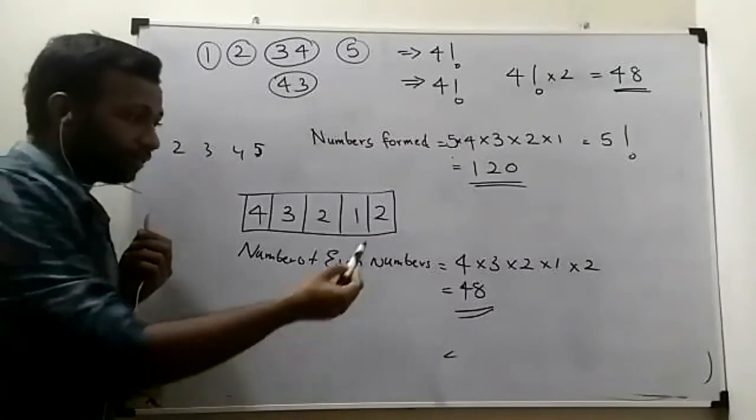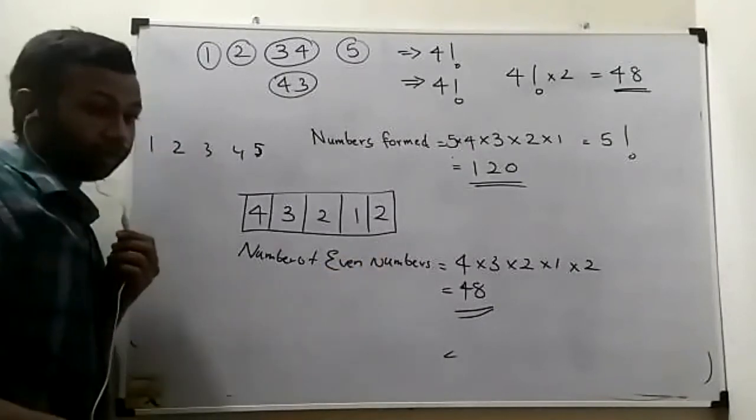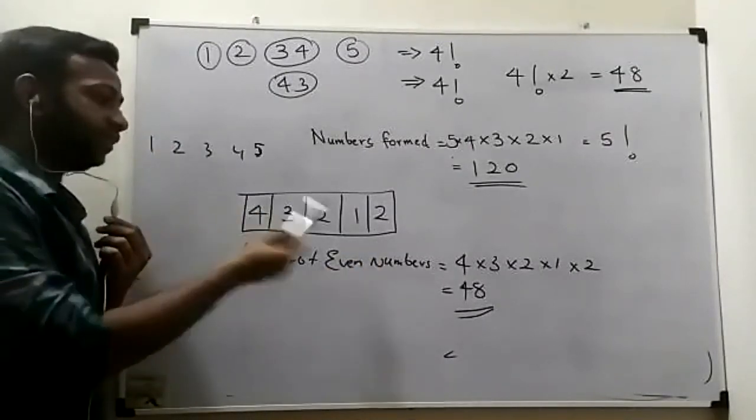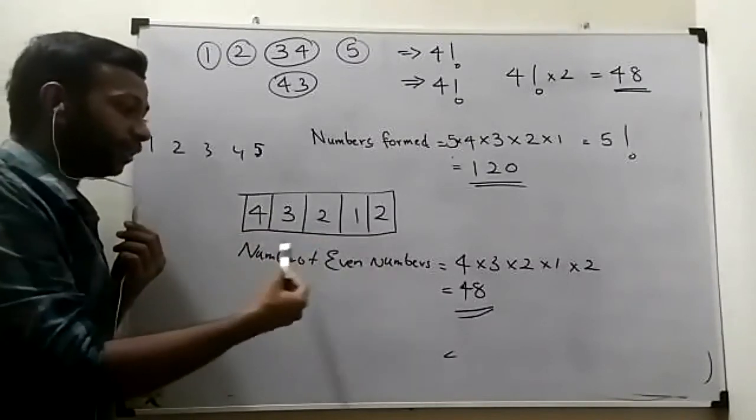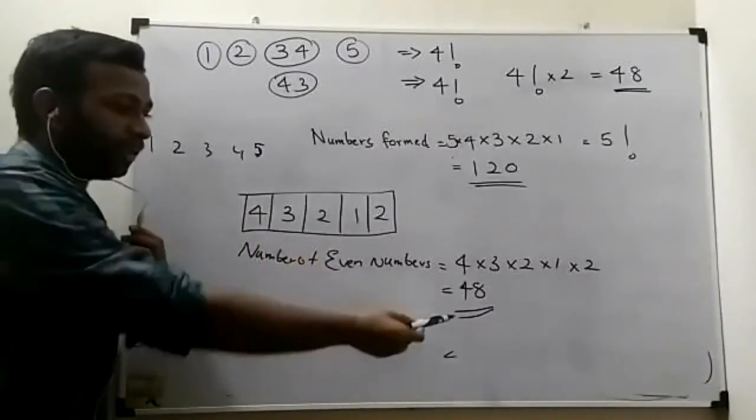For even numbers, the last number should be even. So there are only 2 even numbers here. So the last number is 2. And then you multiply by 4, 3, 2, 1. You get the answer 48.